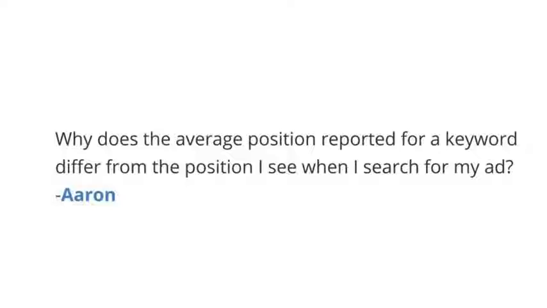Second question. It comes from Aaron and it reads, why does the average position reported for a keyword differ from the position I see when I search for my ad? Thanks, Aaron. Common question. A couple different things. When you're searching, you're just looking at one instance of your ad showing up. When you look at your average position, you're looking at an aggregated, much larger sample size that's going to be a lot more reflective of what's happening on average.